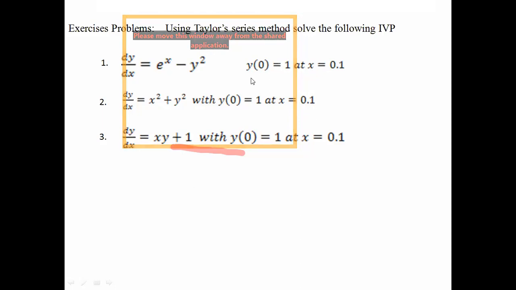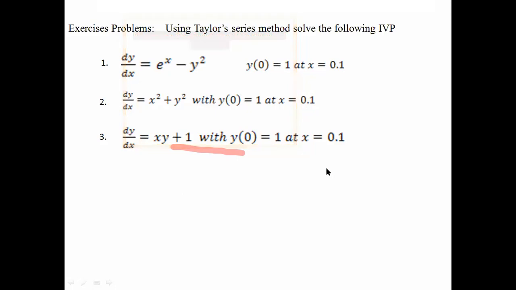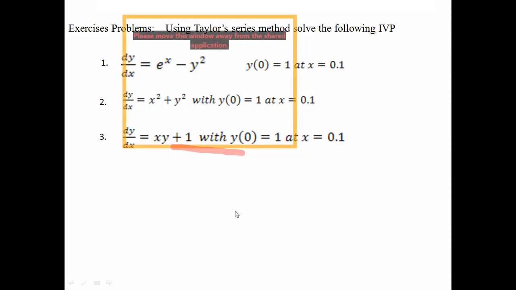For all the problems, solutions are required at the point 0.1 only. And the initial condition is the same for all of these, only the functions change. Just get the derivatives and get the solution for this. This is what the Taylor series method is.